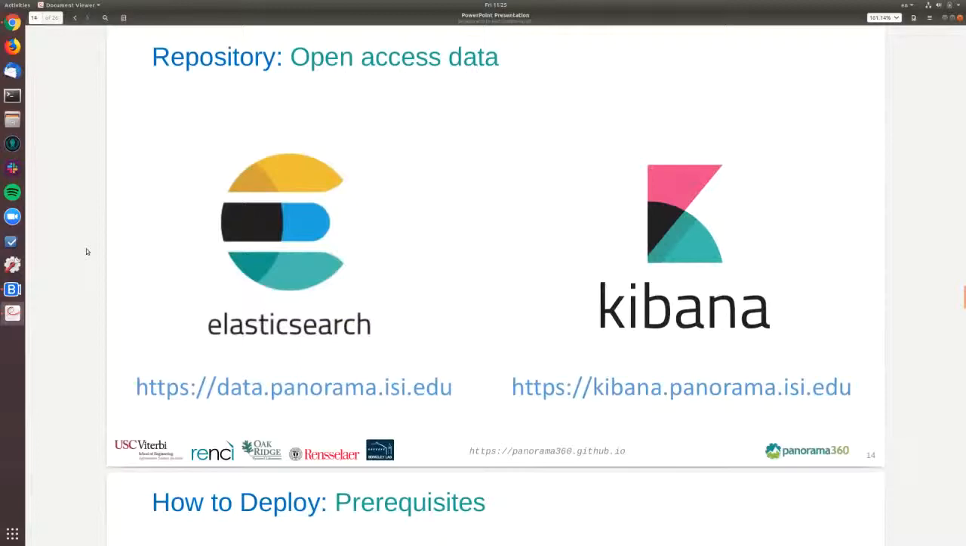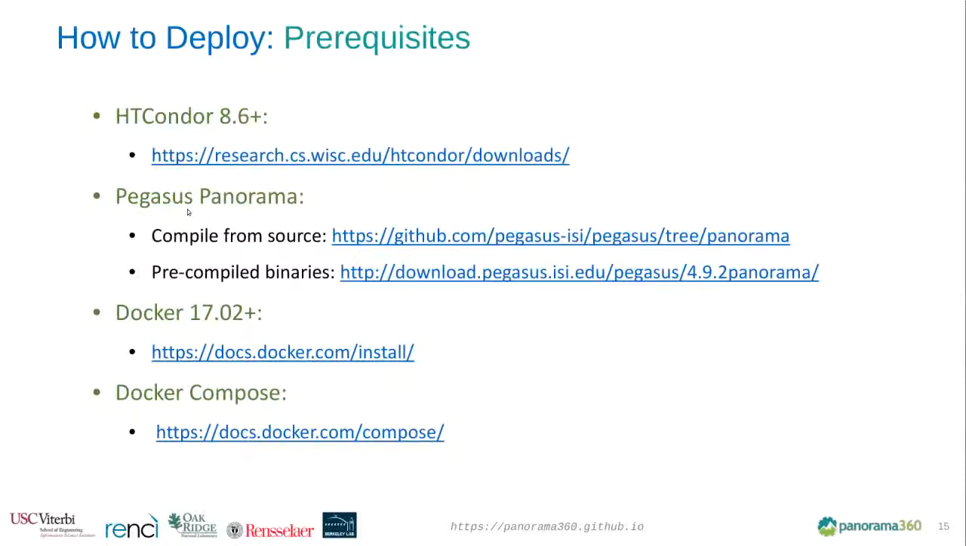So how do you deploy this on your own infrastructure? First of all, we have some prerequisites here. The first one is HTCondor and Pegasus. HTCondor and Pegasus should be used on your submit node. And you can find pre-compiled versions of the Pegasus Panorama branch on our download page. And you can also build it from source. For the actual backend that uses RabbitMQ, Logstash, Kibana, and Elasticsearch, we have dependencies on Docker and Docker Compose, and that's because we have bundled the entire backend in a Docker Compose script, so you can bring it up with one command.